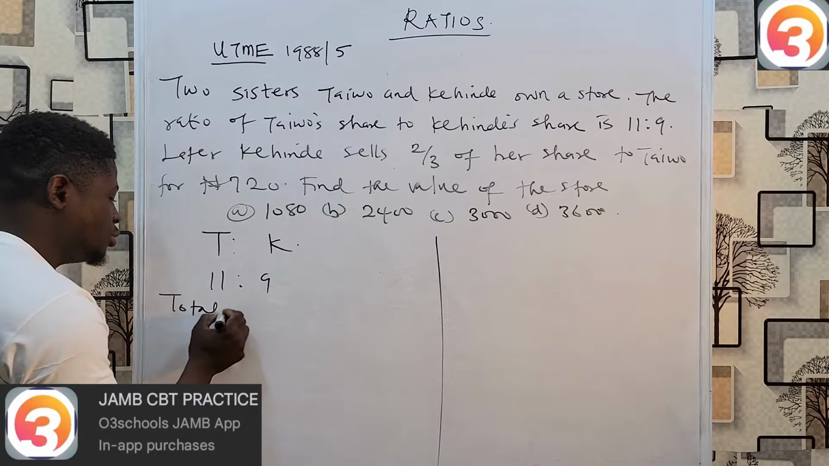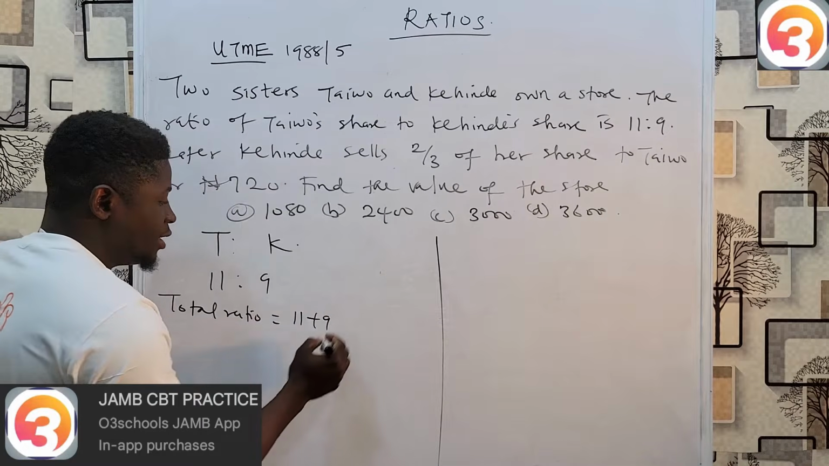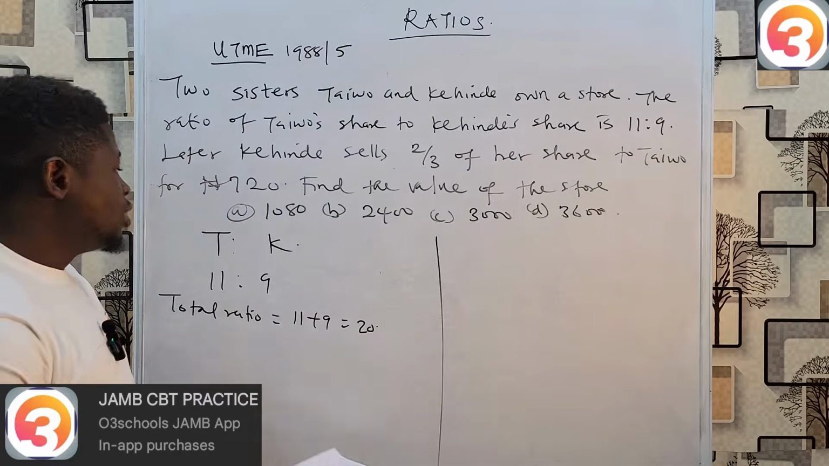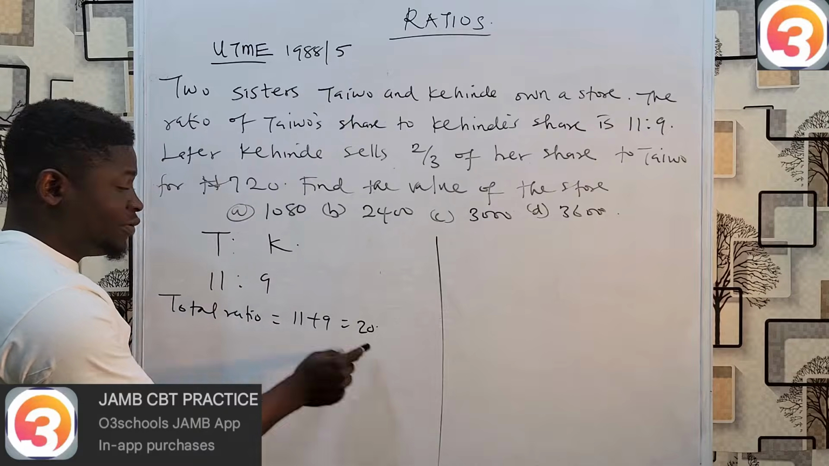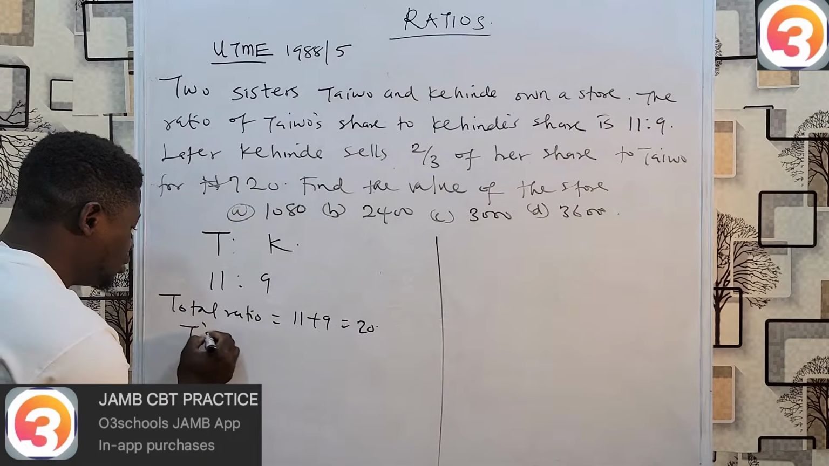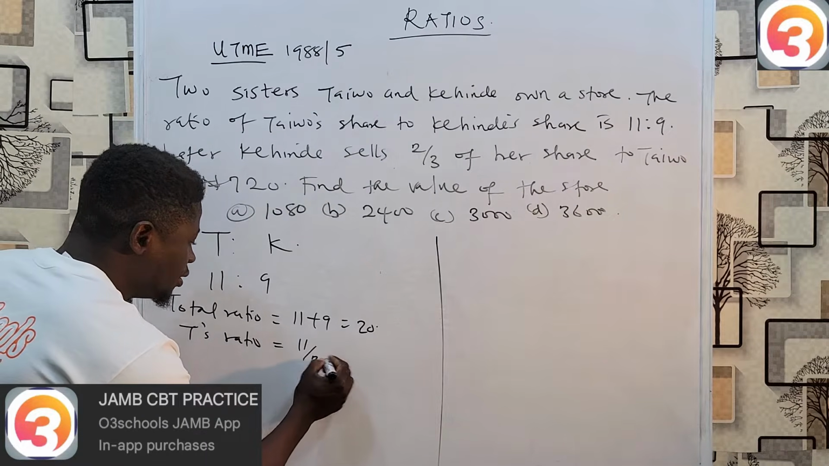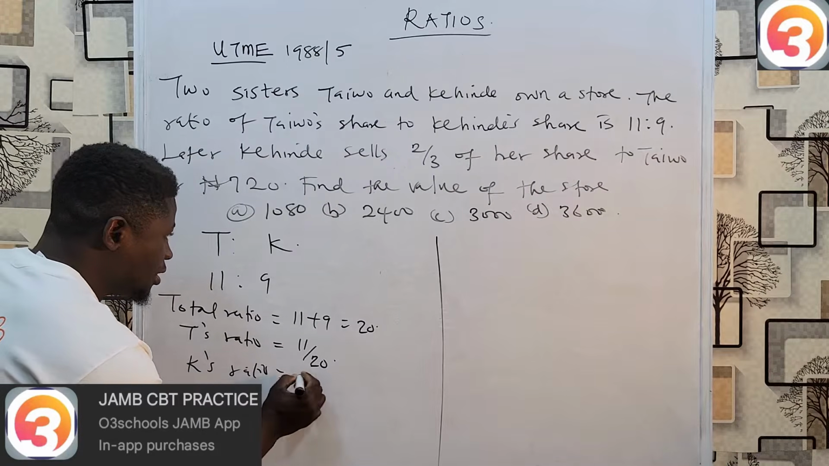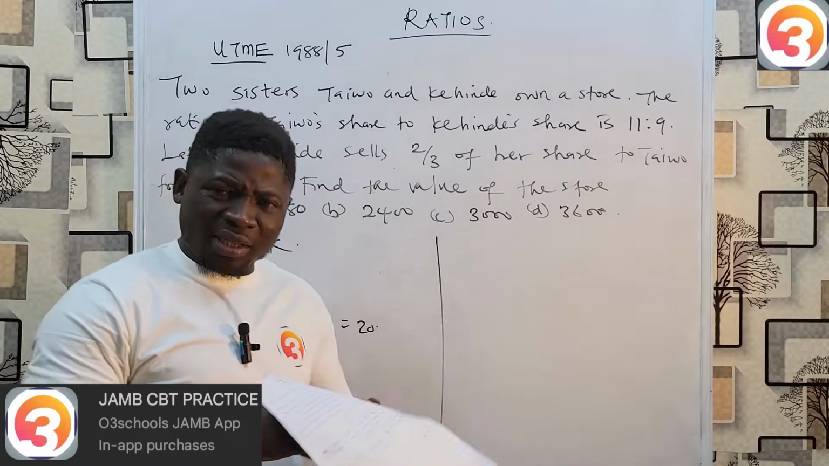So one of the first things we need to do is find the total ratio. The total ratio will be 11 plus 9, which is equal to 20. This means the ratio of Taiwo to the total share is 11/20. So Taiwo's ratio equals 11 over 20, and Kende's ratio is 9/20.